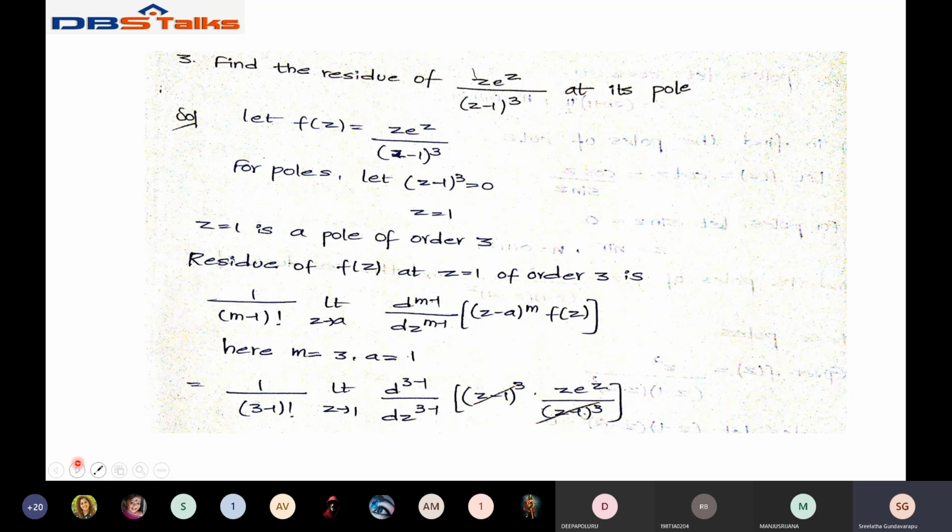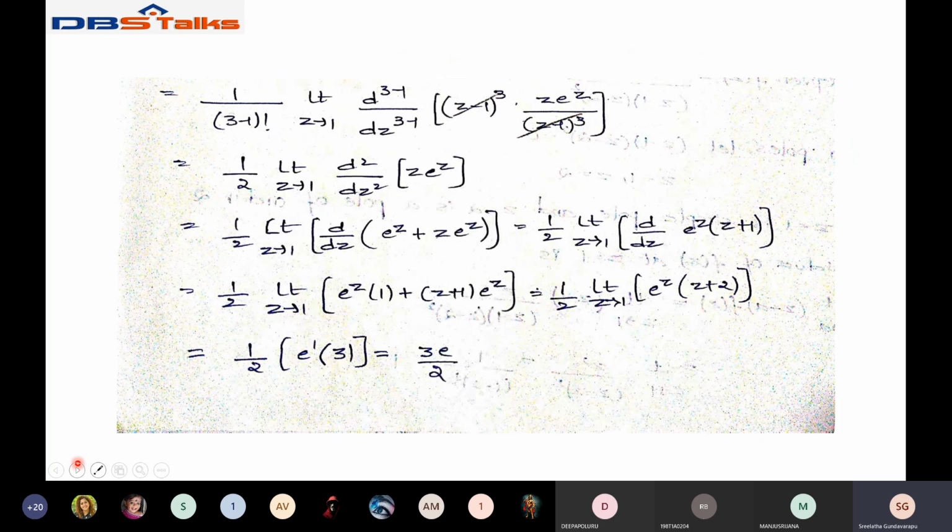1/(3-1)! into limit z tends to 1 of d^(3-1)/dz^(3-1) of (z-a)^3 into f(z), where f(z) is z e^z/(z-1)^3. So after cancellation we get 1/2! means 2, limit z tends to 1 of d²/dz² of z e^z.